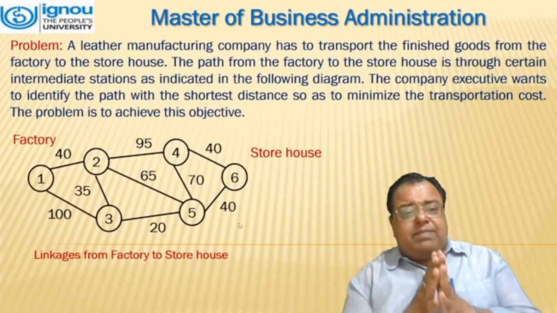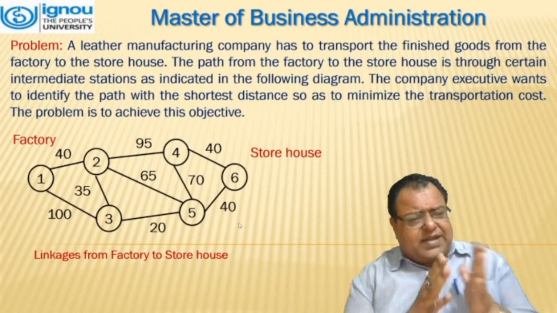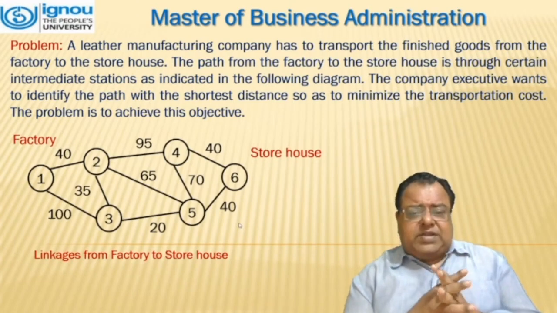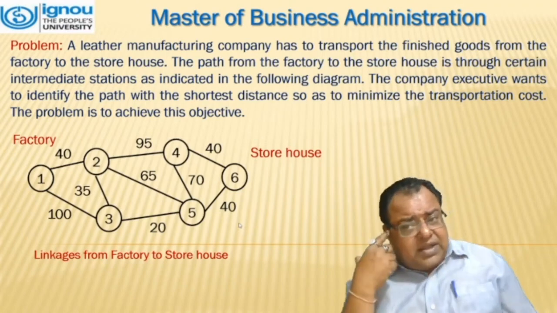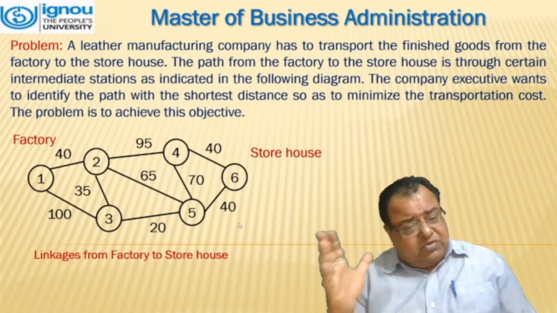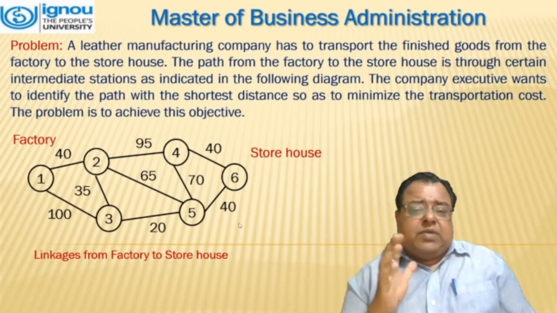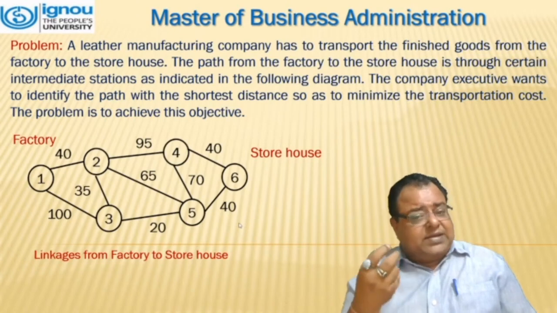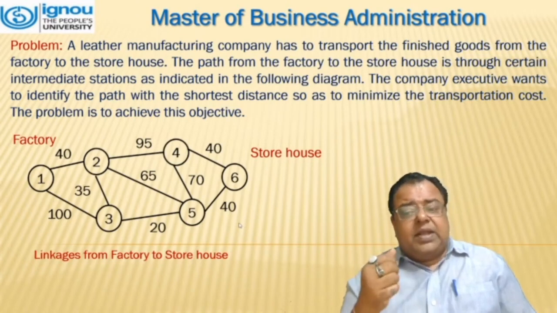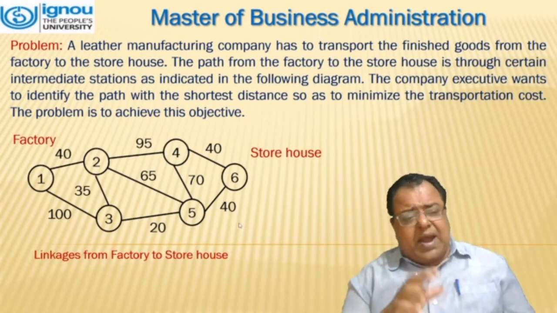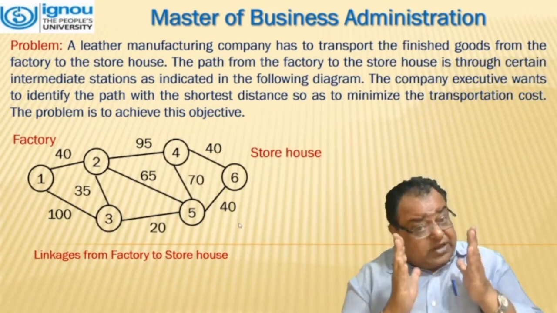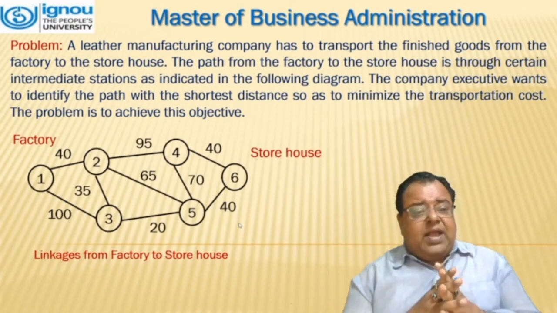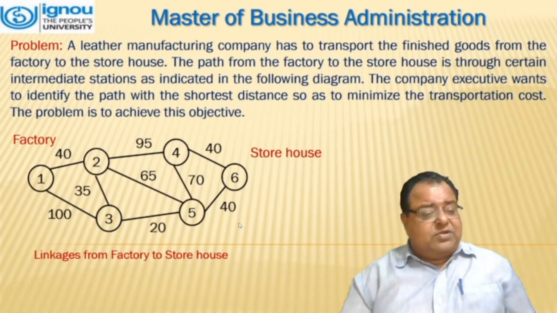Now, we take a problem to understand what we said. The problem is related to a leather manufacturing company. It has to send the finished goods from the factory to the storehouse. The path from the factory to the storehouse is through certain intermediate stations as indicated in the following diagram. The company executive wants to identify the path with the shortest distance so as to minimize the transportation cost. And the problem is to achieve this objective.